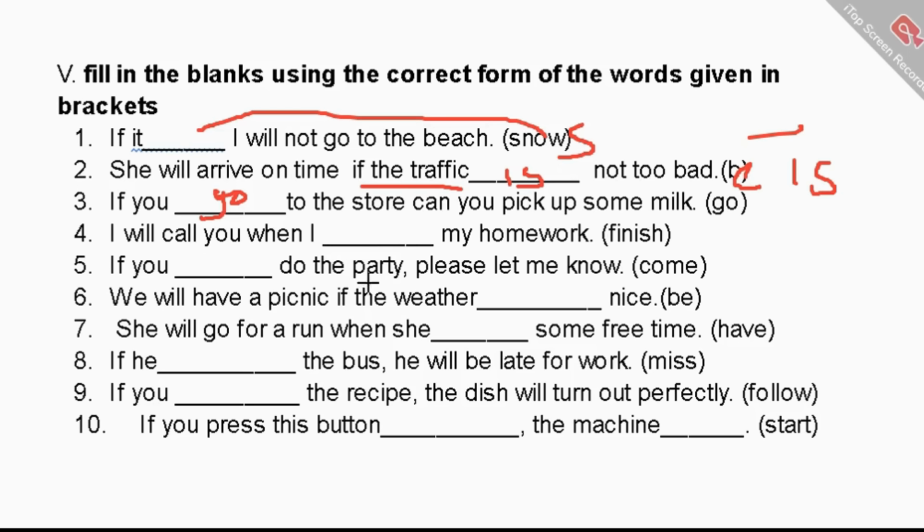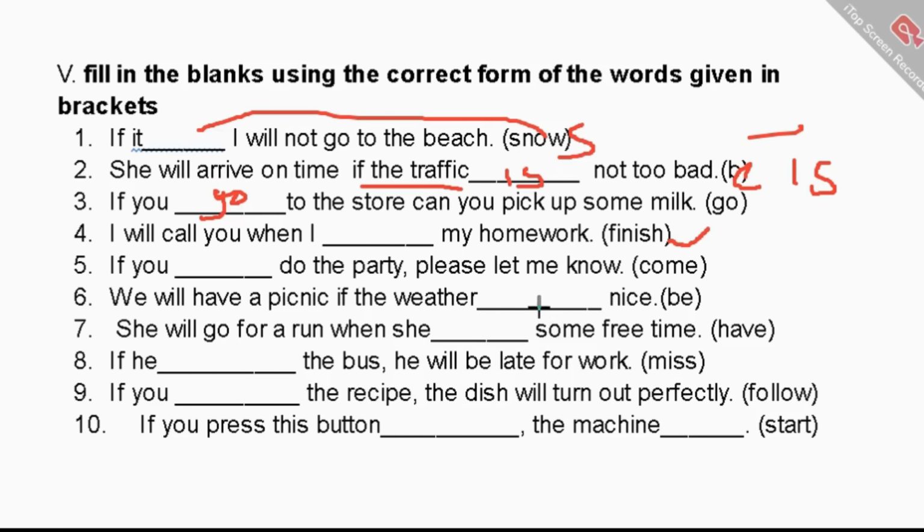No changes. If you come to the party, please let me know. Now here, if you come to the party, please let me know. Just simply come. We will have a picnic if the weather is nice. Now B here we have: so if the weather is nice.